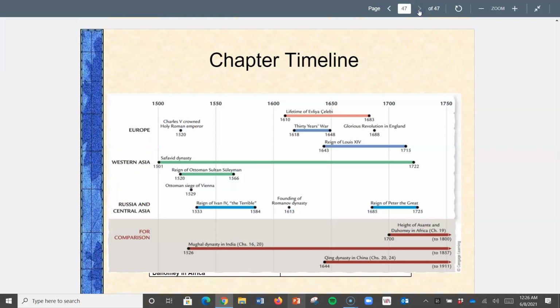All right, I hope that helps. Hope that gives you a little bit of a guideline here to go through. And as you read your chapter, make sure you focus on some of those areas. All right.